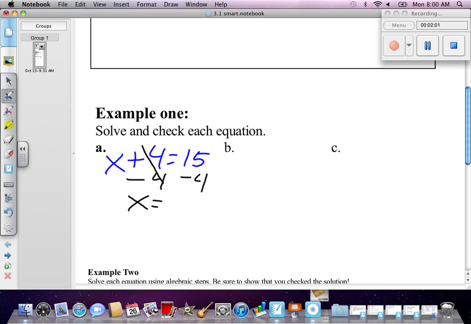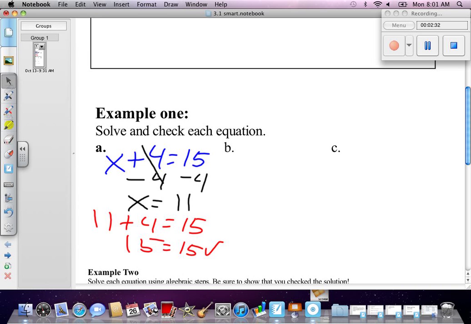Now this is an important part. You need to check your answers for tonight's homework. This is important. You have to put 11 plus 4 in here. And now you can use calculators for this, or you can use your fingers. 11, 12, 13, 14, 15. Yes, it does equal 15. Check. You've got to show your check. It's worth some points. 15 is 15? Yeah. 11 plus 4 gives you 15, so 15 does equal 15.